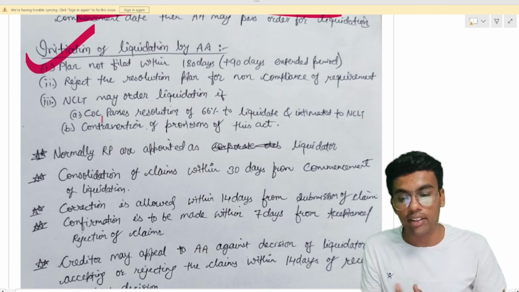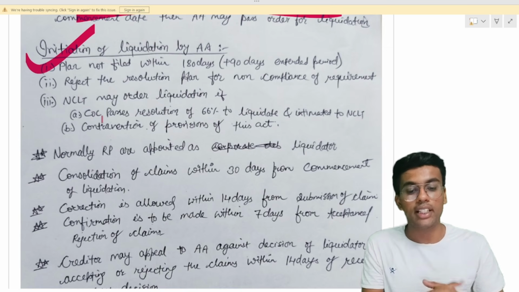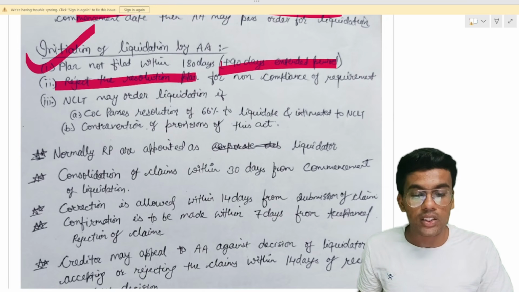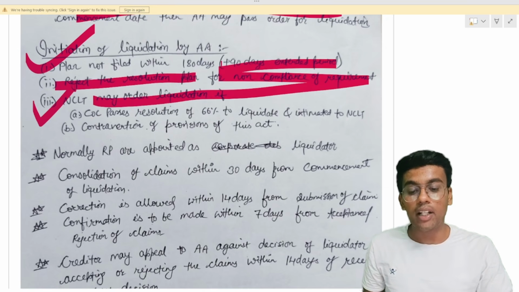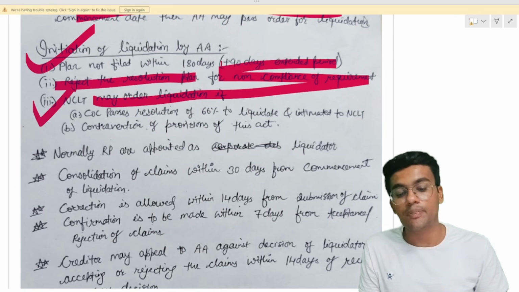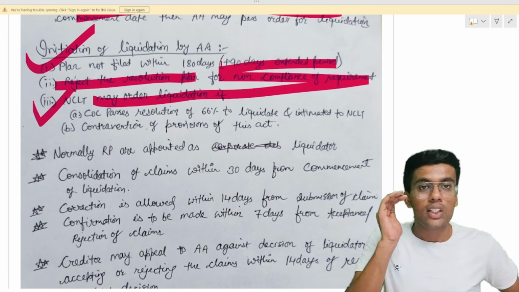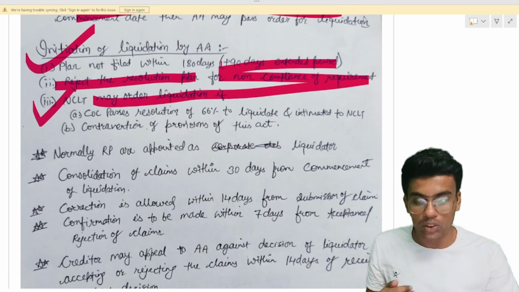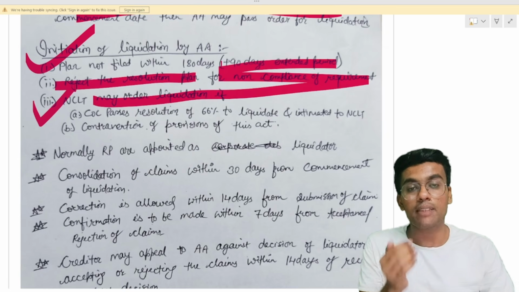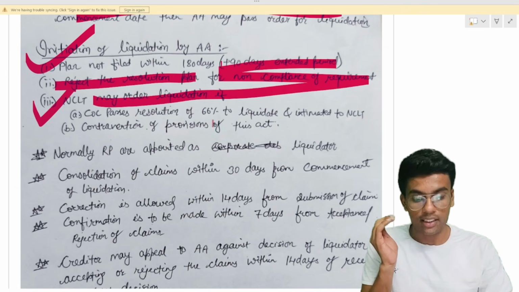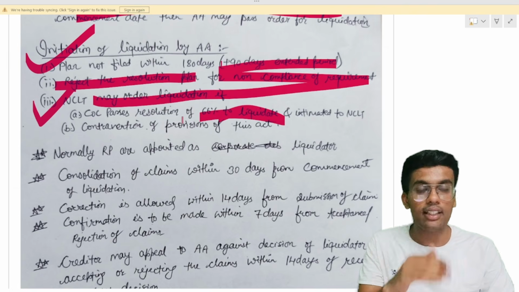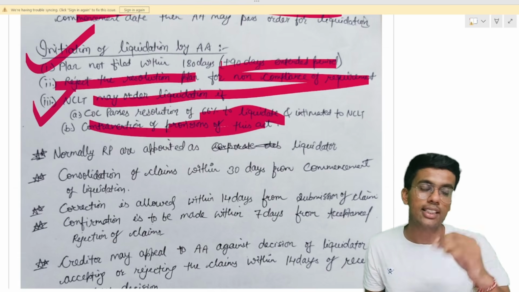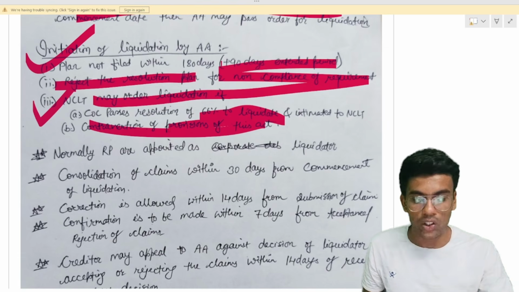Adjudicating authority can initiate the liquidation if resolution plan is not submitted within 180 days plus 90 days extension period, if any granted to the company. May reject the resolution plan for non-compliance of the requirement. NCLT may order liquidation if COC passes resolution of 66% to liquidate and intimate it to the NCLT. So NCLT either may suo moto initiate the liquidation process, or upon a resolution passed by the committee of creditors, 66% का resolution is required, then in such a case also liquidation can be ordered by the NCLT, or there is a contravention of the provisions of this particular act. In such a case also liquidation can be initiated.